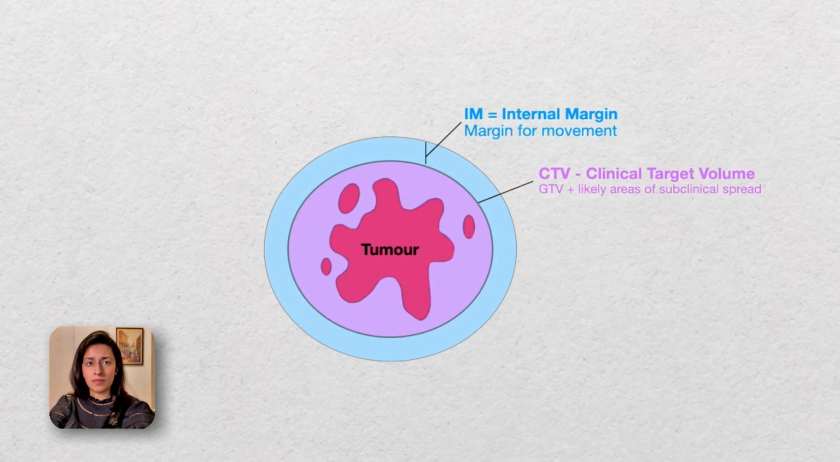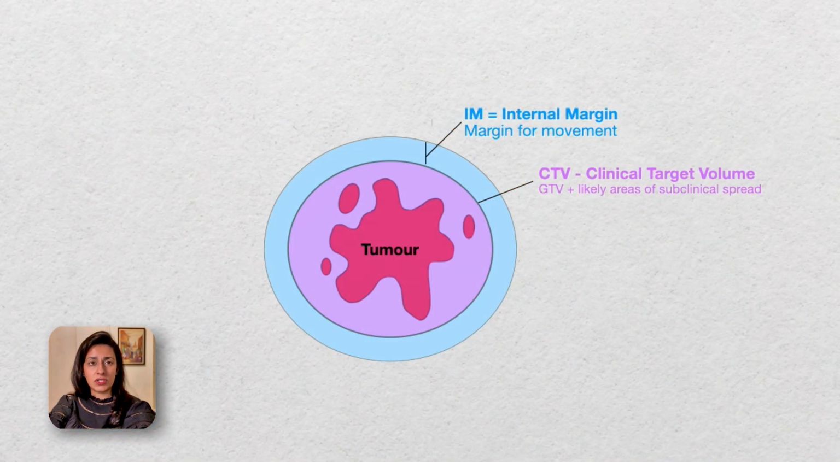The internal margin. This is the margin added to the CTV to compensate for expected physiological movements such as variations in size, shape, and position of the CTV due to internal organ motion. Usually, this is relevant for tumors adjacent to the digestive or respiratory system.